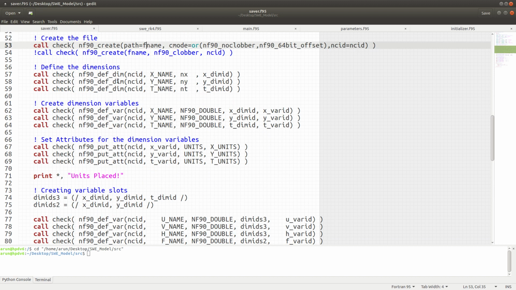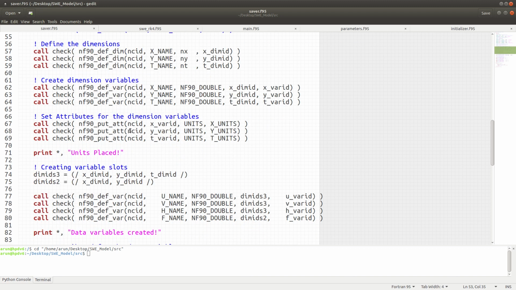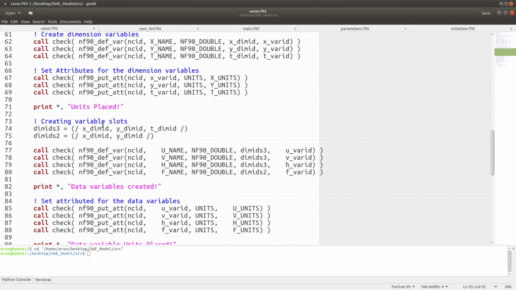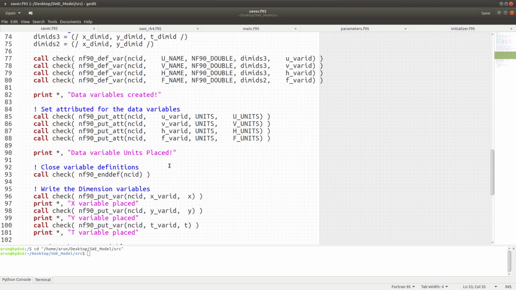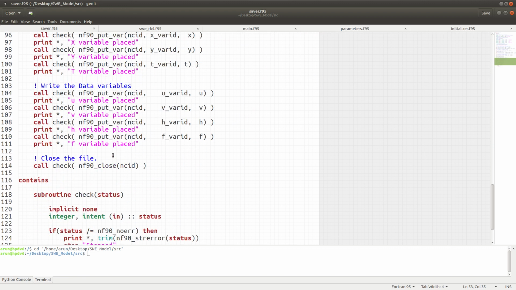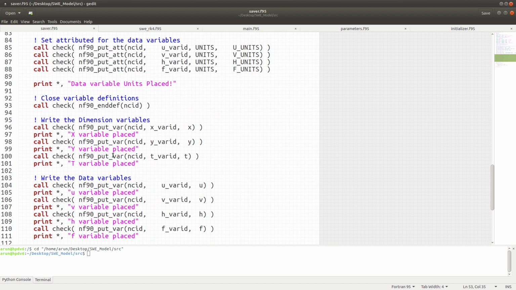All right. And then once you create them up, you define the dimensions. You allocate dimension values and try to place them up. So you do that, and then you create the dimension variables, and then you set the attributes, and then you set the dimension IDs, and then create the variables, and then you actually place the variables one after the other. This is actually a pretty lengthy process.